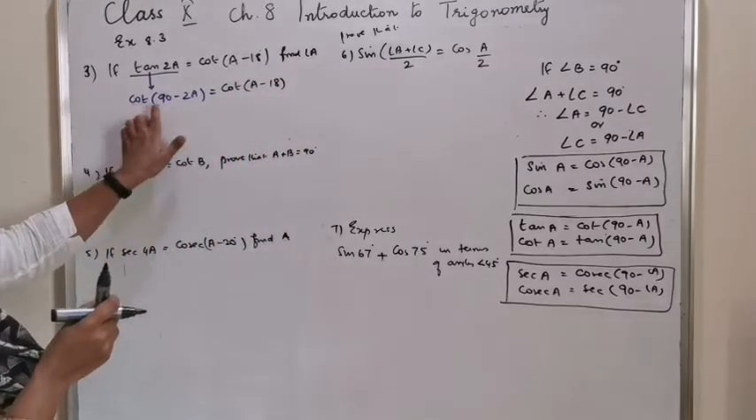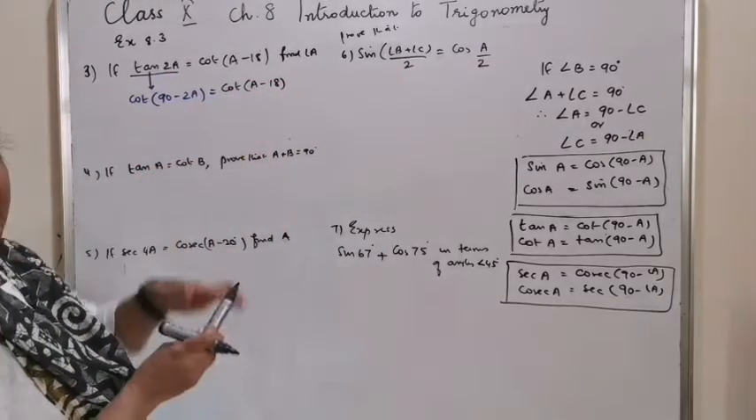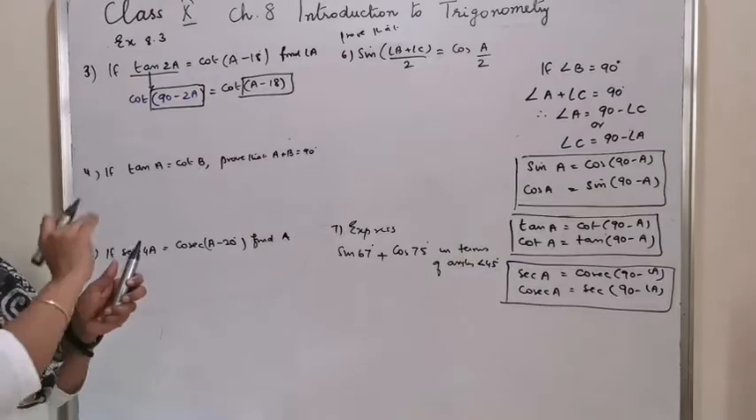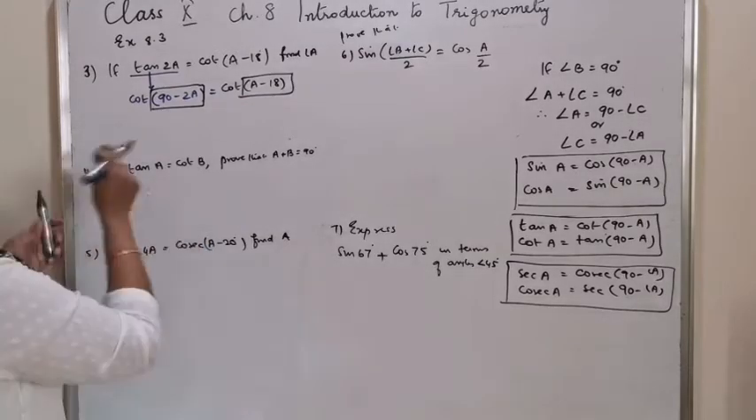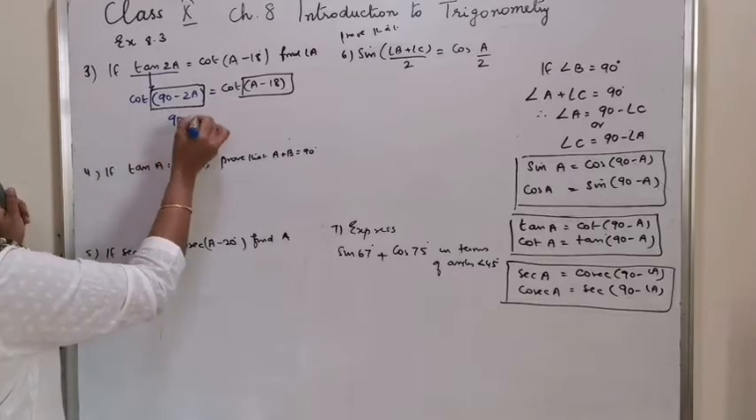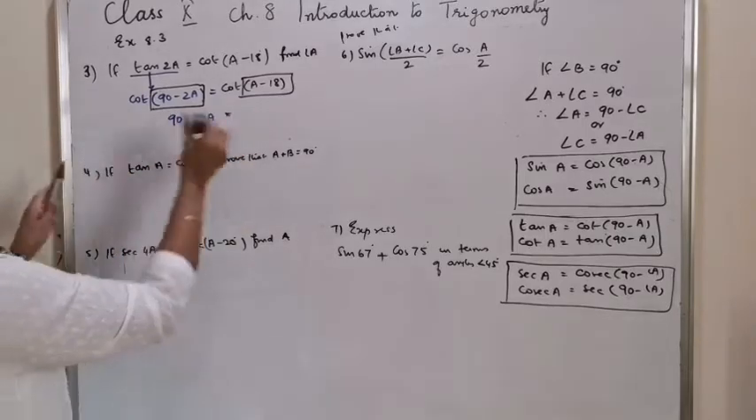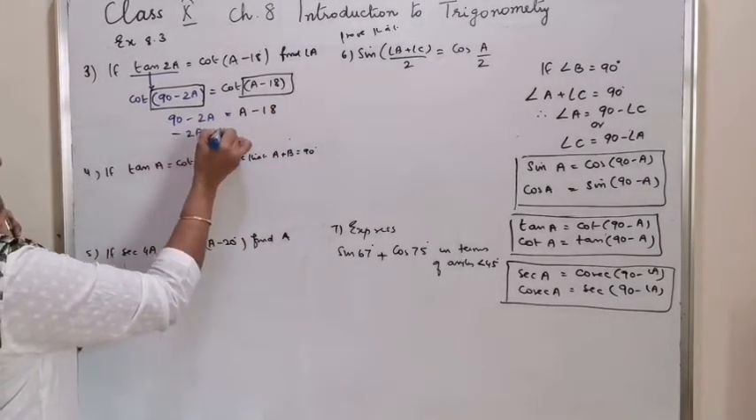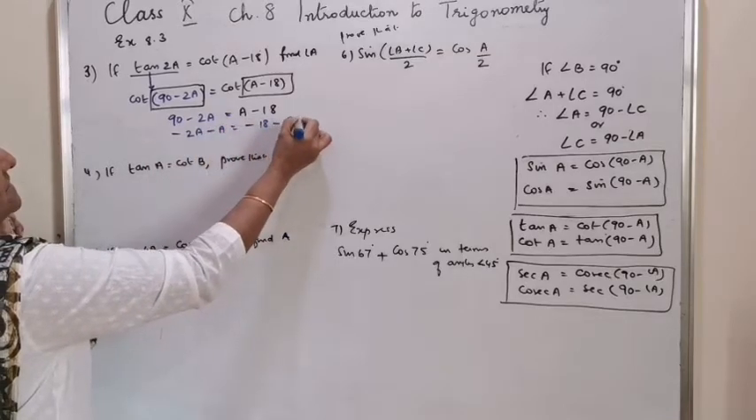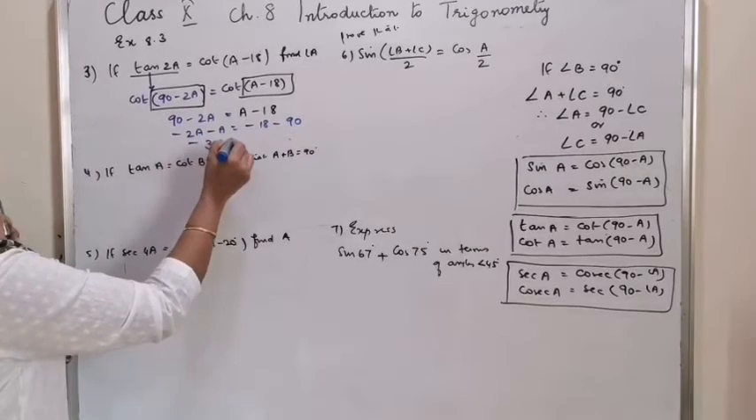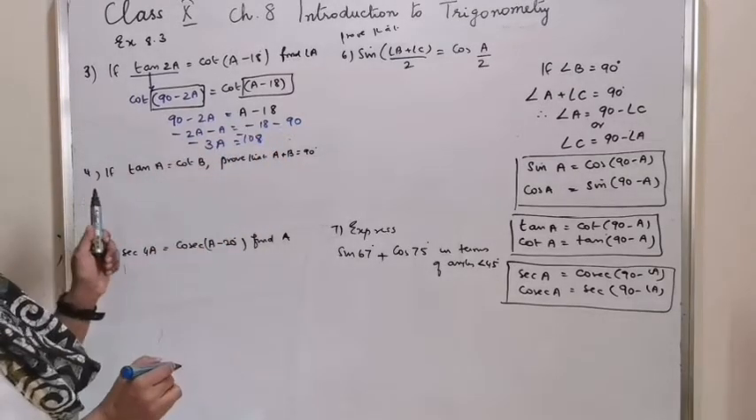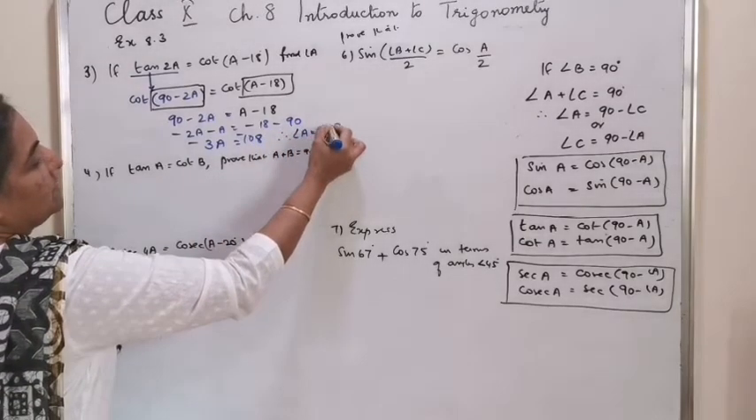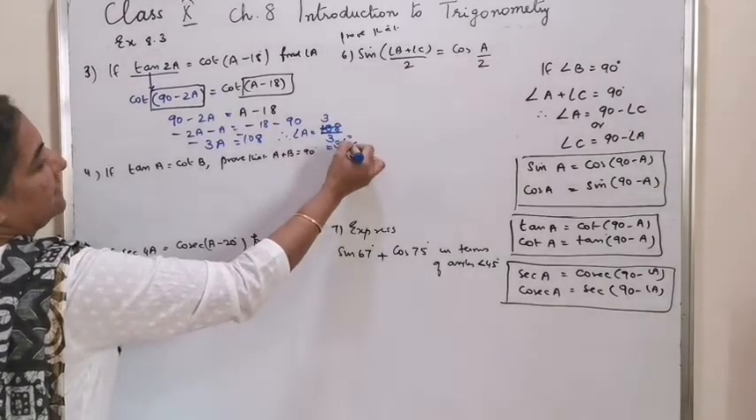Now, cot(90 minus 2A) is the same as cot(A minus 18), which shows that the angles are equal. You can equate the angles. That means 90 minus 2A is equal to A minus 18, the angles you are equating. Then minus 2A minus A is equal to minus 18 minus 90, or minus 3A is equal to minus 108. Angle A is equal to 108 by 3, which is equal to, 3 3s are 9, 36 degree.